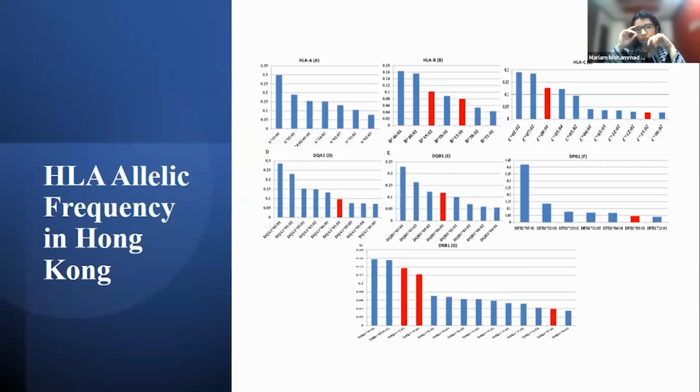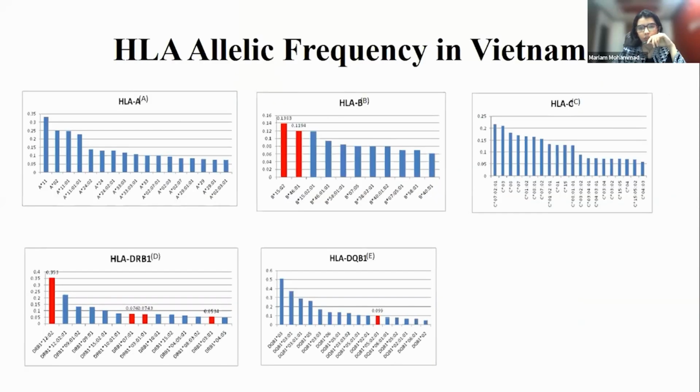If we take a few cases from Hong Kong, these were the major alleles, namely B1502 and B1301, which were linked with COVID-19. If we talk about HLA-C, C801 and C1502 were found to be linked with the development of COVID-19. In the case of DQA1, this particular allele, 101, was found to be associated with COVID-19. DQB1, DP1, and DRB1, all highlighted in red, were found to be associated with the development of COVID-19.